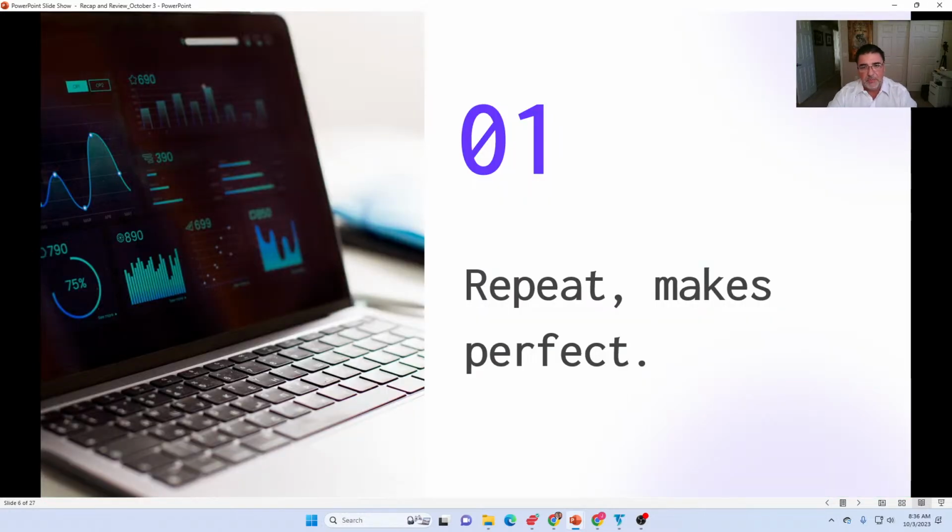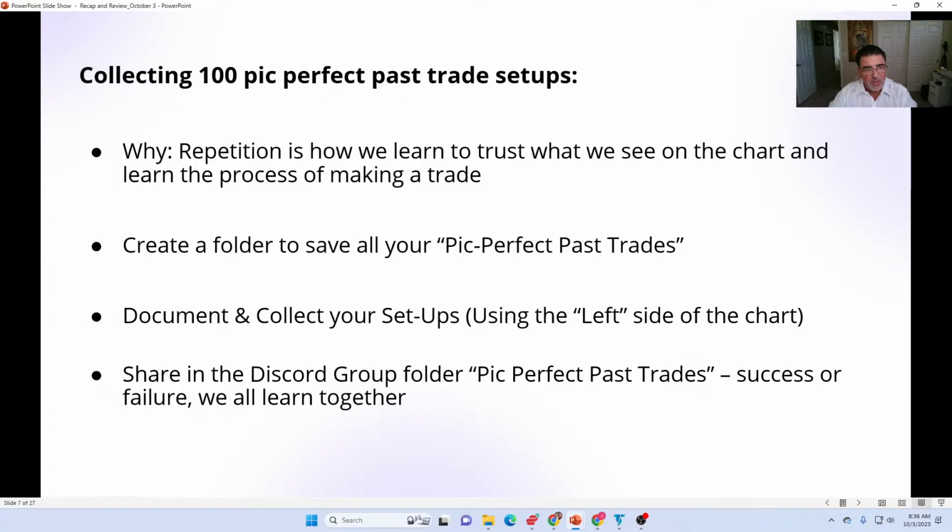Practice, repeat makes perfect. Repetition is how we learn, and we must trust what we see on the price chart. So I'm going to encourage everybody. We have 3 parts to this class. The first part is to recap the live trading room and monitor some trades that we might be in and be taking. The other part is taking a deeper dive into some of the lessons and some of the things that were learned from the live trading room.